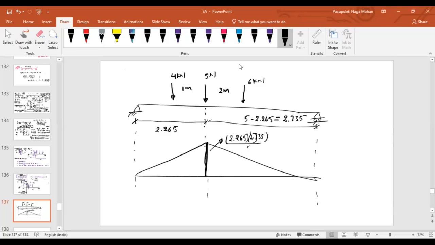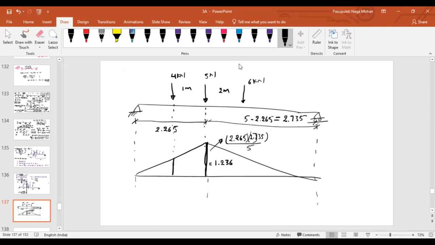2.265 times 2.735 divided by total length, which is 5. So how much are we getting for the ordinate? 1.236. Is it right? Is it okay? Yes, sir. 1.236.